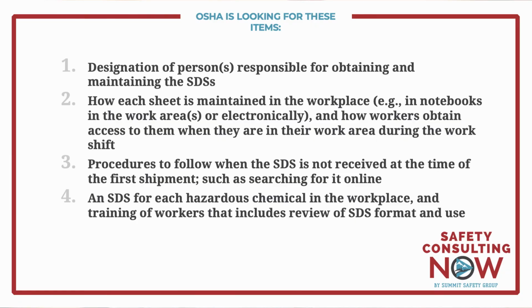Number one, the designation of a person responsible for obtaining and maintaining the SDSs. Number two, how each sheet is maintained in the workplace, i.e. in notebooks in the work areas or electronically, and how workers obtain access to them when they are in their work area during the work shift. Number three, procedures to follow when the SDS is not received at the time of shipment, such as searching for it online. Number four, an SDS for each hazardous chemical in the workplace and training of workers that includes review of SDS format and use.